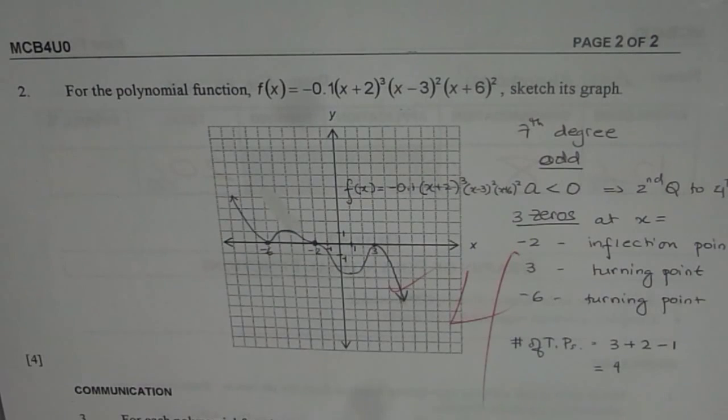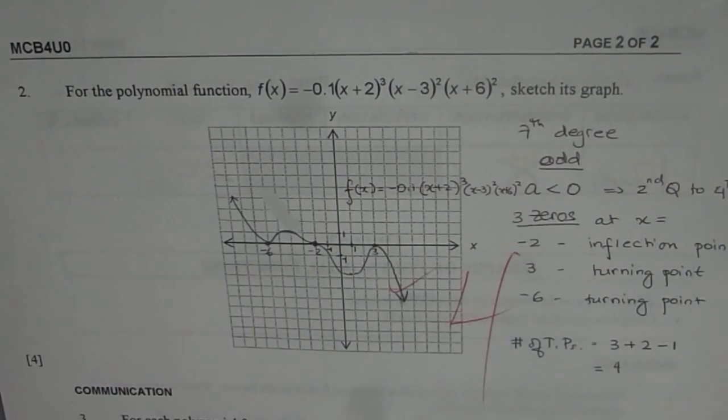We need to sketch a polynomial function f of x equals minus 0.1 times (x plus 2) whole cube times (x minus 3) square times (x plus 6) whole square. Now you can copy the question, pause the video, and then sketch. Let us discuss how to sketch such a graph.